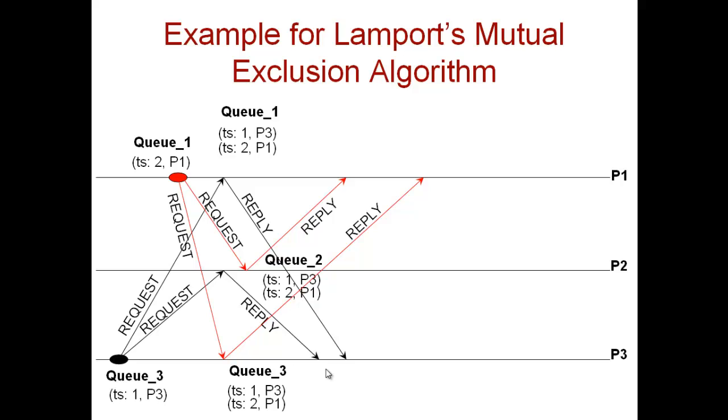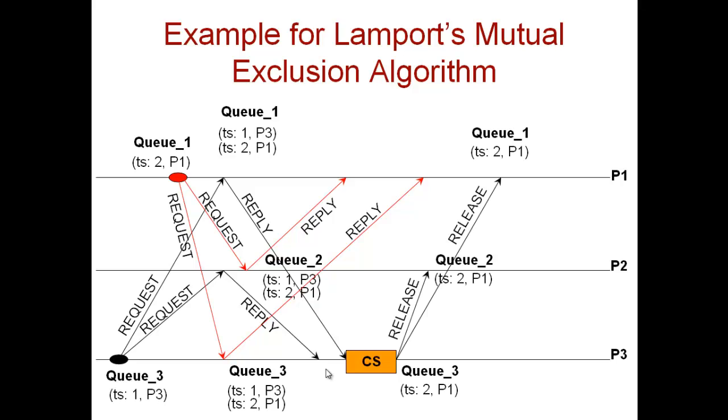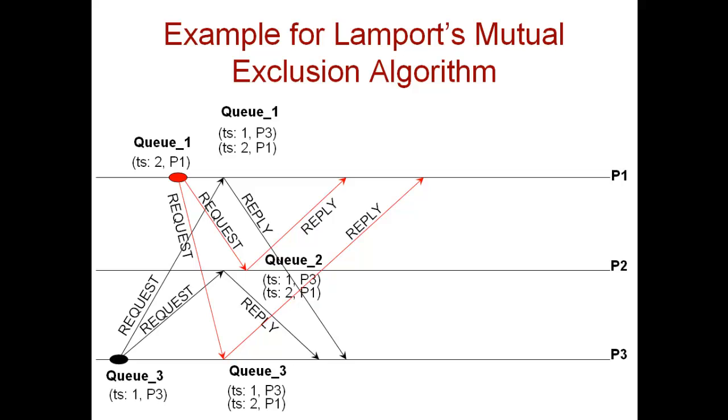Alright, so now if you look at this, the process that has its request in the front of the queue, and that has received the reply from all the processes, is the only process that can access the critical section. Again, the requirement is that to access the critical section, a process should have received the reply message from all the other processes, and its own request should be in the front of the queue.